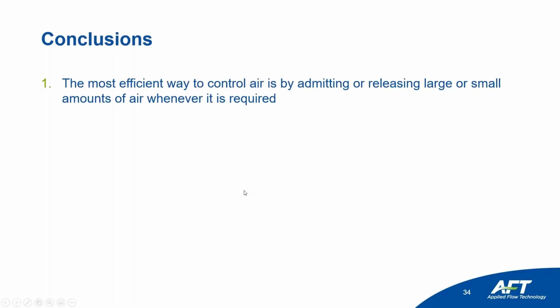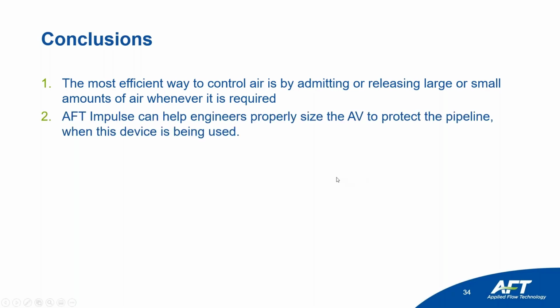Okay, so, conclusions. The most efficient way to control the air is admitting or releasing large or small amounts of air whenever it is required, and that is what air valves do for you automatically. AFT Impulse can help you properly size your air valve to protect the pipeline for different scenarios, filling up the pipe and for surge problems.